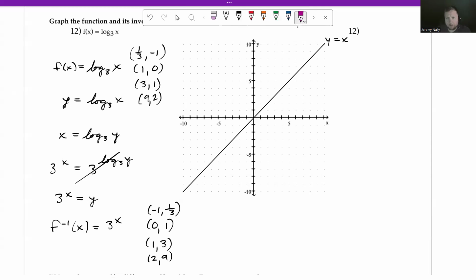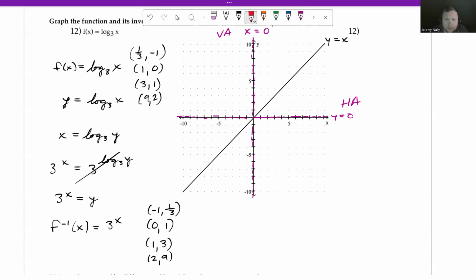And then we're going to have a horizontal asymptote, y equals 0, and we're going to have a vertical asymptote, x equals 0. So a horizontal asymptote, a vertical asymptote. Okay, our exponential function.